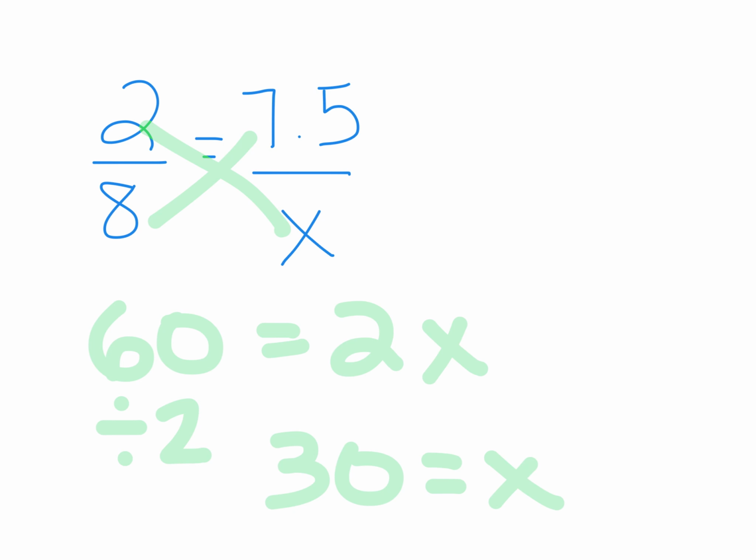So here's what you should have gotten. 2 times x gives us 2x, and 8 times 7.5 gave me 60. So 60 divided by 2 gives me 30 equals x. 30 would be the answer.